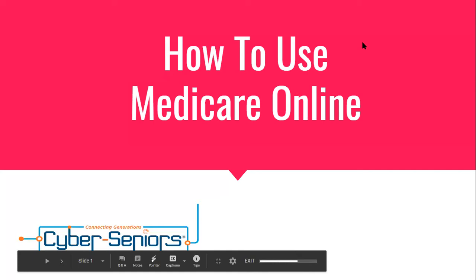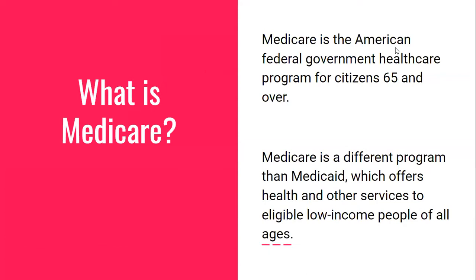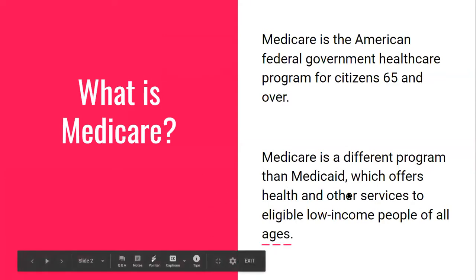How to use Medicare online. Medicare is an American federal health care program for citizens 65 and over. Medicare is a different program than Medicaid, which offers health and other services to eligible low-income people of all ages.